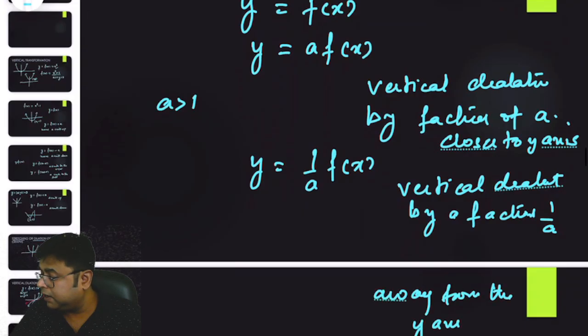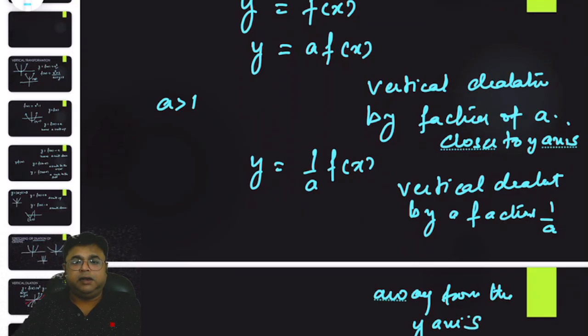So as we saw in the graph earlier, through that we can understand this. This is what we mean by vertical dilation. If we have a factor a times f(x), every y coordinate is changing, while x will remain the same.